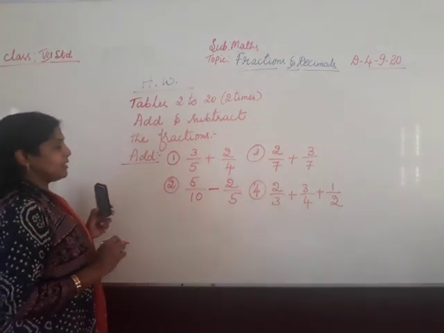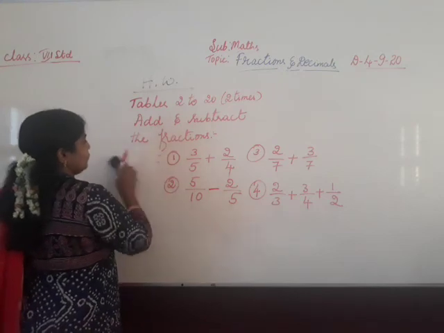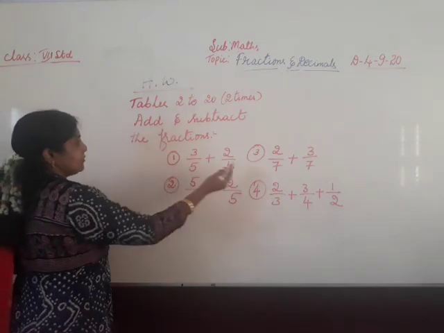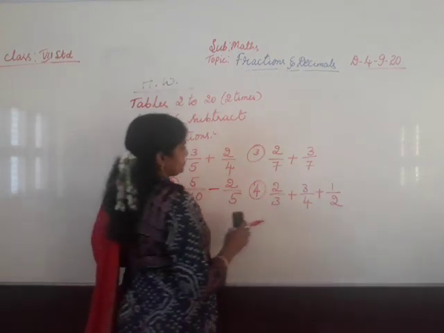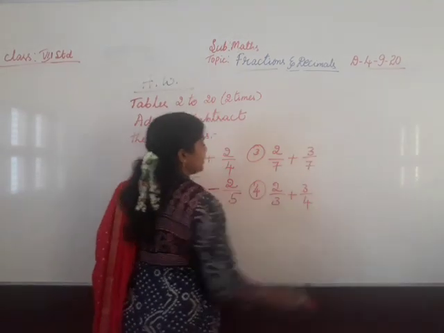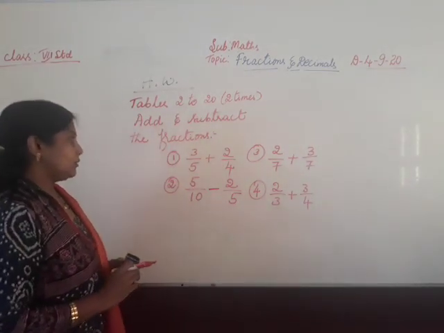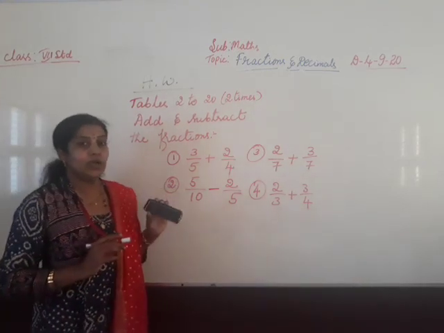Okay, 5 by 10 minus 2 by 5. Add and subtract the following fractions. So you have to observe the sign and do the sum. Make it 2 fractions only, no problem, because 3 will confuse you. So make it 2 only. So this much only I have to do.